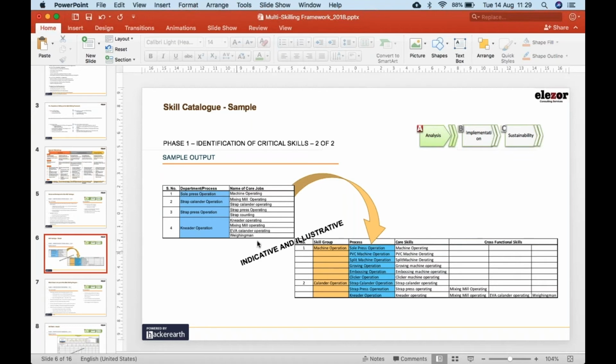Okay, so this is how your skill catalog could look like. This is the skill catalog which you have started with, wherein you have the departments and processes under that, each with a core job. These are just examples. So you just jot down what are the areas that you actually can train people on, and these are further bifurcated into core skills and cross-functional skills this way.